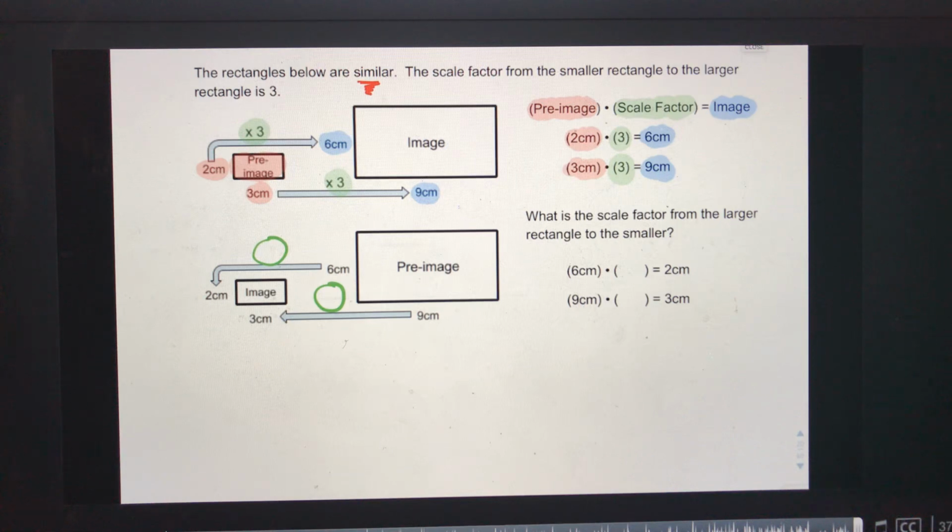Scale factor is the same for all side lengths. So if it goes from pre-image to image, it should be the same side lengths. Sorry, it should be the same scale factor. Alright, so let's figure out what this scale factor is.